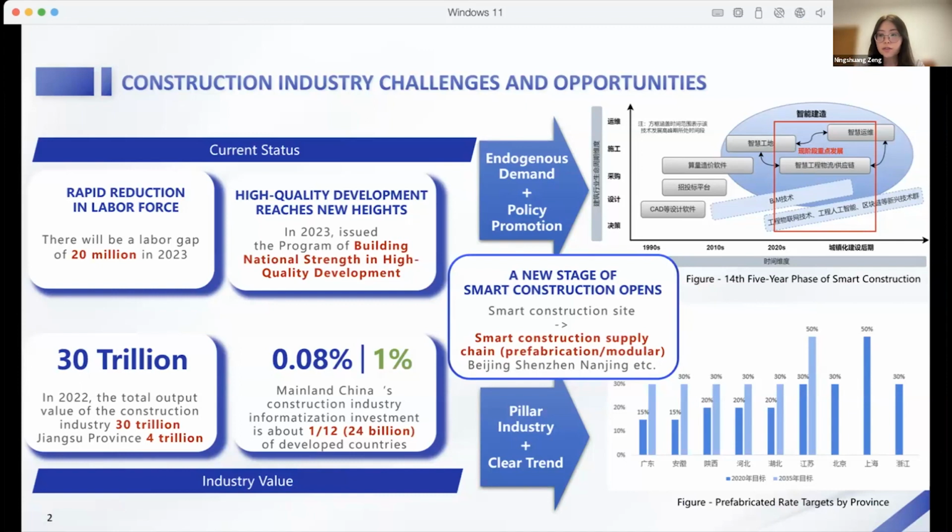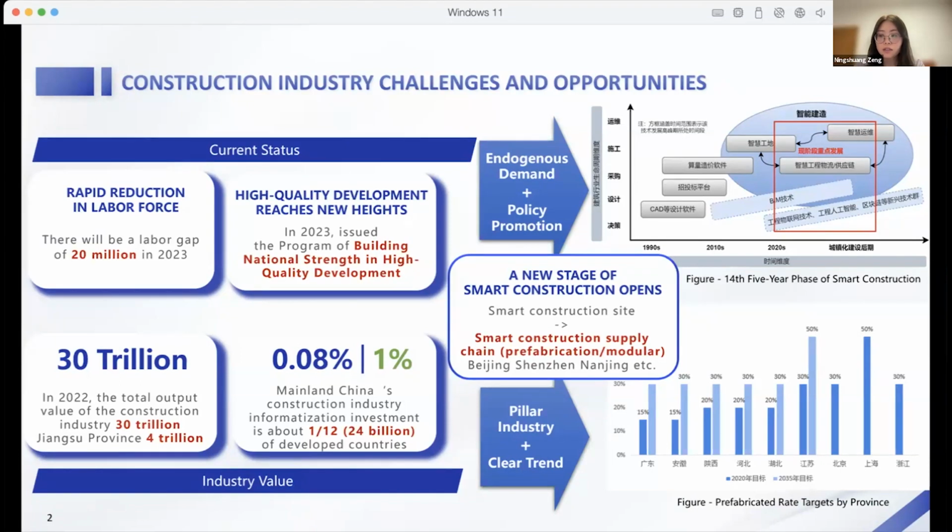Meanwhile, this year, the Chinese government issued the program of building national strengths in high-quality development. It also requires high-quality development for the construction industry. And the construction industry is very important for our country. In 2022, the total output value of the construction industry reached 30 trillion. However, the construction industry's digital innovation investment is only about 24 billion. And with the new policy for smart construction, the future investment for digital innovation will be 5% of the total 30 trillion. And the modular construction supply chain will be an emphasis.